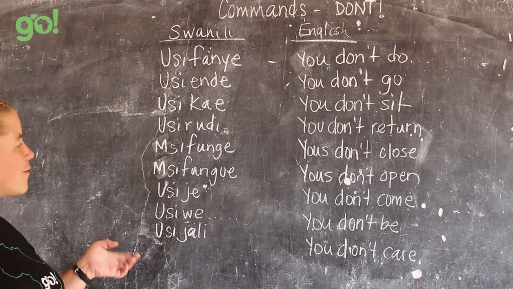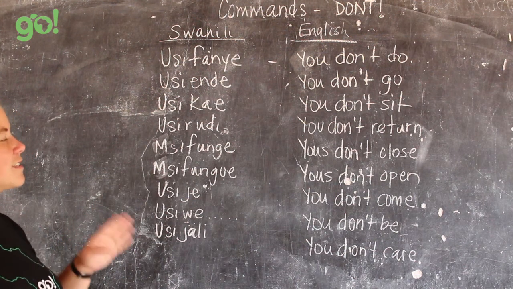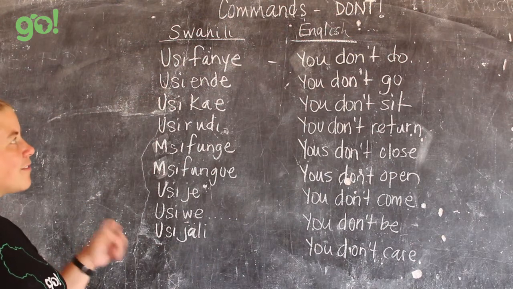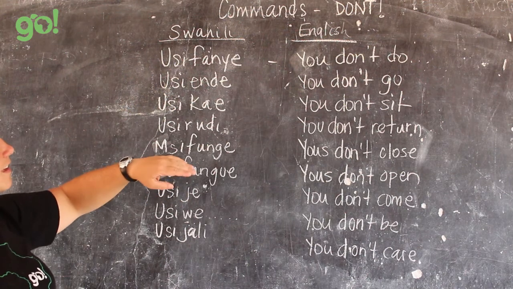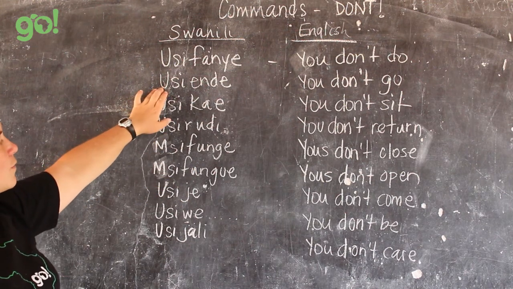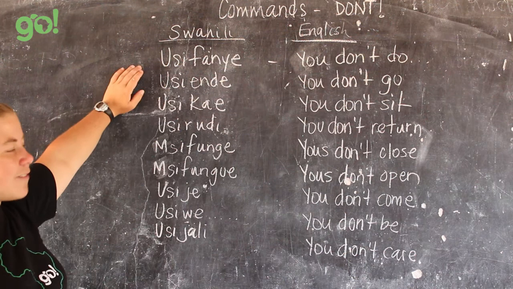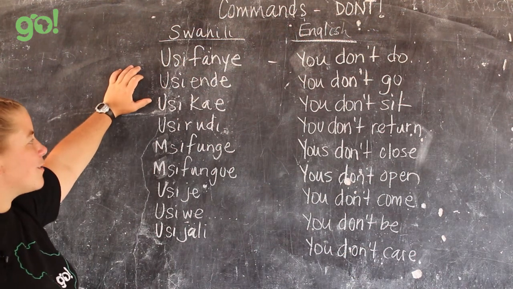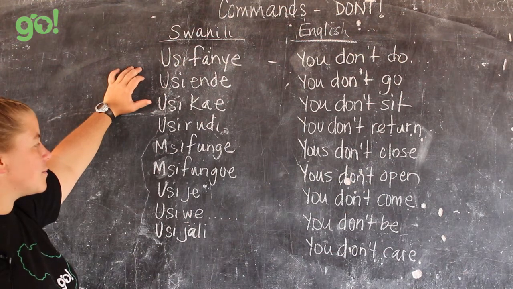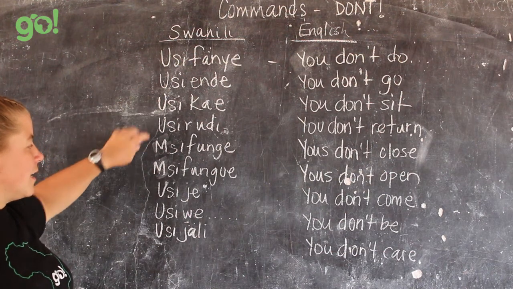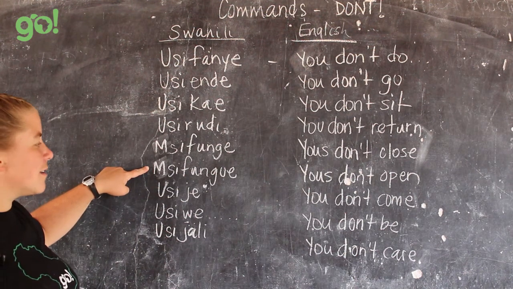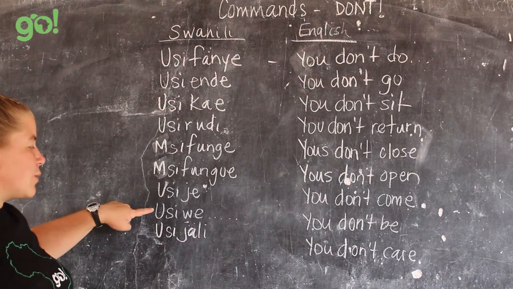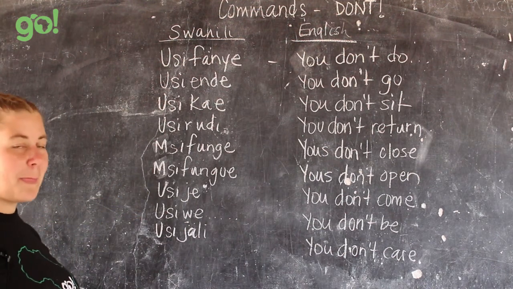You can go look at the other verb videos and see if you can start turning some of those verbs into both positive and negative commands. So the standard rule is to take away the A, add an E, and then add U and si. So usifanye, usiende, usikai, usirudi, usifunge, msifunge, msifungua. We're going to change into msifungue. Usije, usiwe, usijali. Hope that worked.